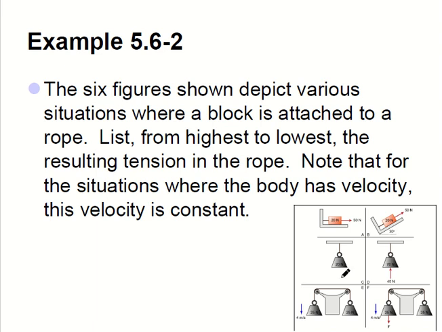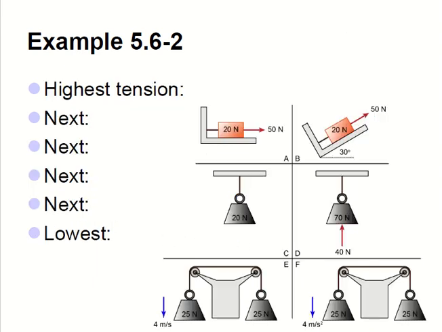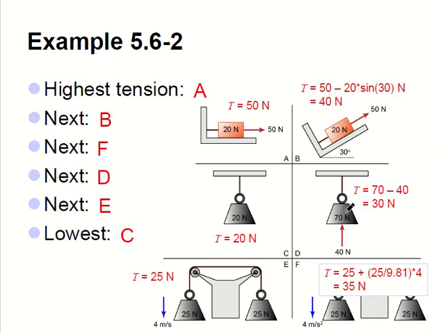The resulting tension. Again, tension can happen only if you have connecting objects with a rope. Rope is a very important thing. This rope can be any material, from metal to regular rope. In these situations the body has velocity, and it is constant. We have to note that, and then we will have to rank it. I'm going to go over each one of them.